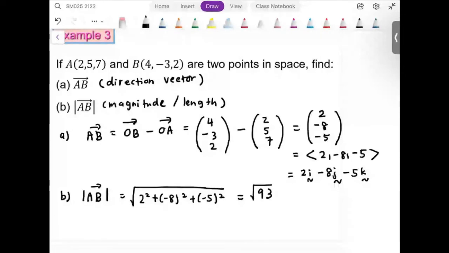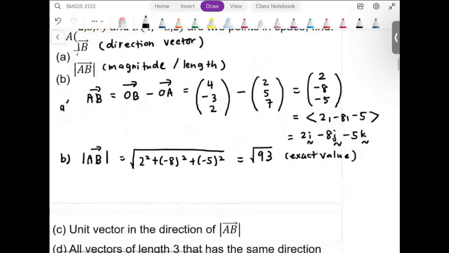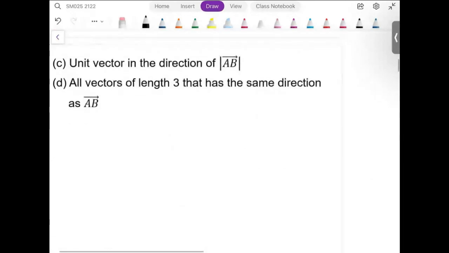Okay, for magnitude, since this is a length kan, panjang, biasakan tinggalkan jawapan dalam bentuk exact value. Nilai yang tepat. Kalau dalam surd tu, biar je. Leave it as it is in the form of surd. Jangan pergi ambil perpuluhan, jangan pergi bundarkan jawapan. Biar je dalam bentuk surd. Lebih tepat lah because dia melibatkan panjang. Okay. Next one. We have to find unit vector in the direction of AB.